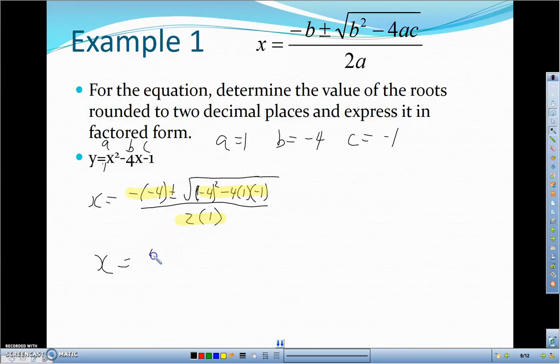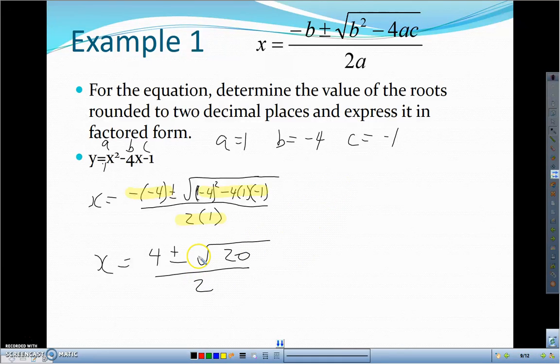So what this would turn into is 4 plus or minus the square root of, if I use a calculator to do all this stuff, I'm going to find out that this is equal to 20, divided by 2 times 1 is just 2. So there's going to be 2 answers here. And the reason why I like to put it like this is because then I don't have to do all that work again and substitute in all this work just for putting a negative here.